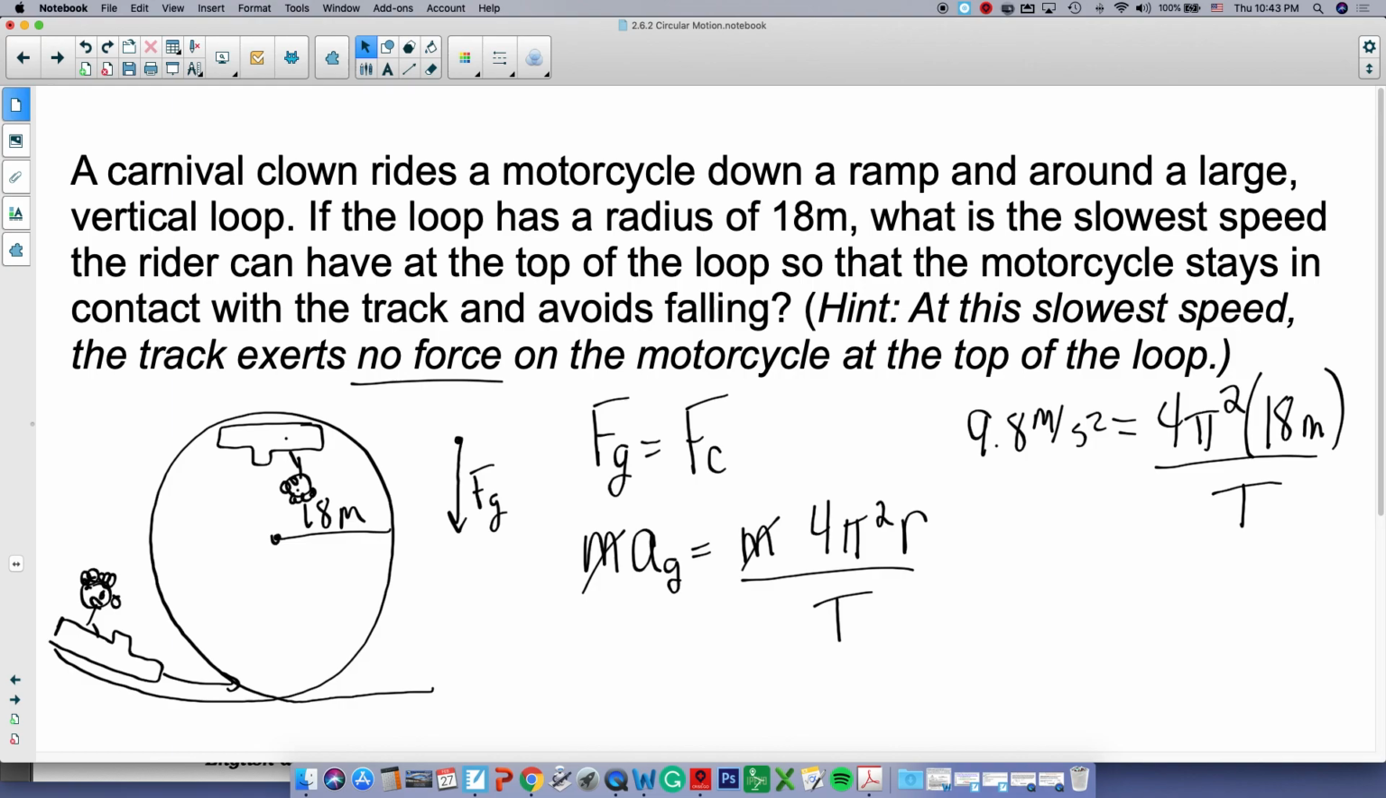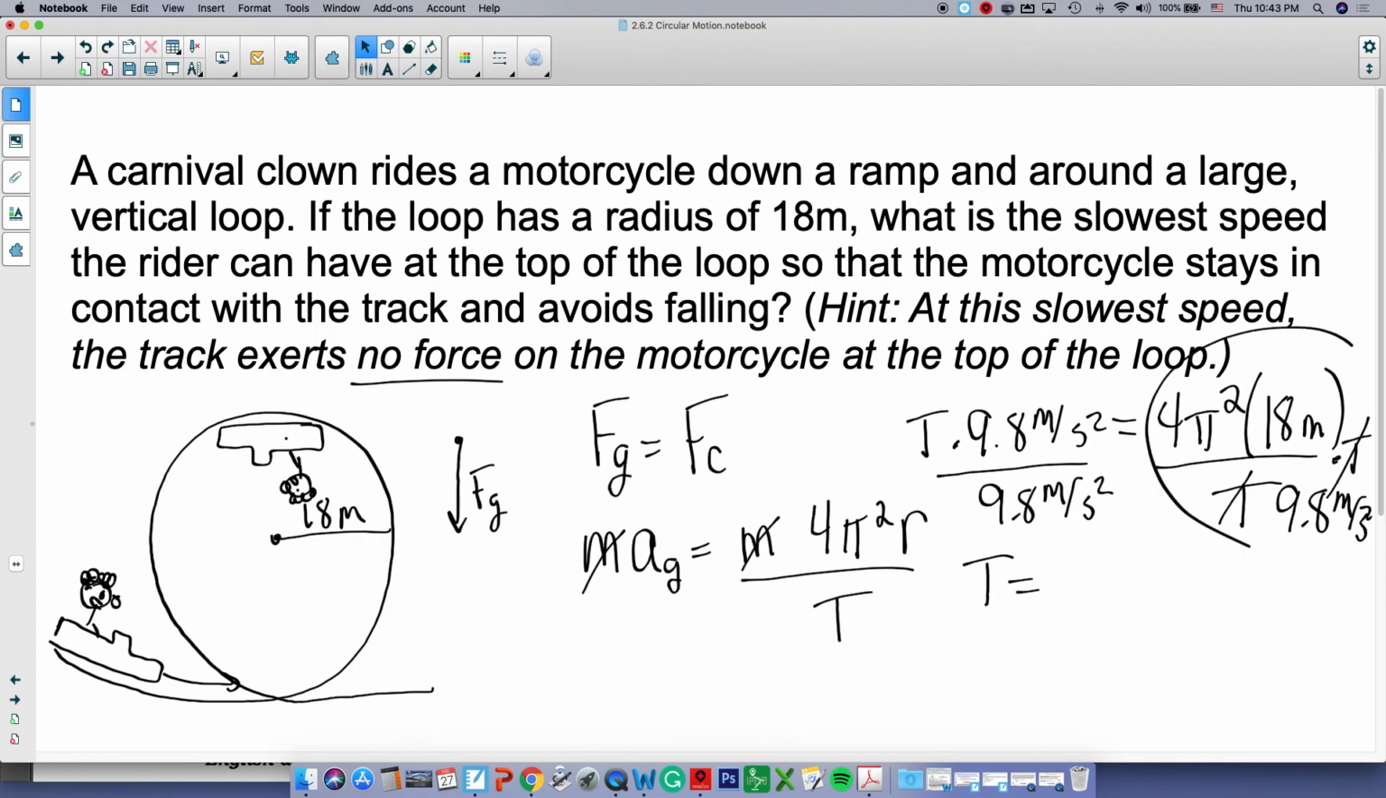And I don't know my period. I don't know how long it takes for the clown to go around the loop once. Okay, so we have to do a little bit of algebra here. Multiply the t out of the bottom to get it over to here. And then we're going to have to divide by 9.8 meters per second squared to get it over here. So then we can plug this stuff into our calculator and get what t is.